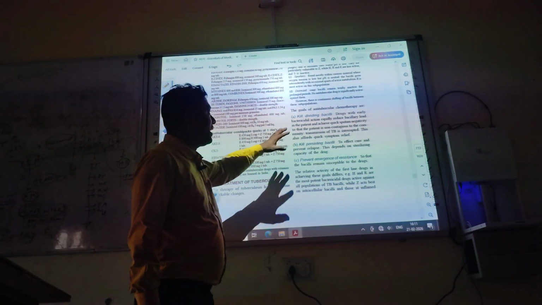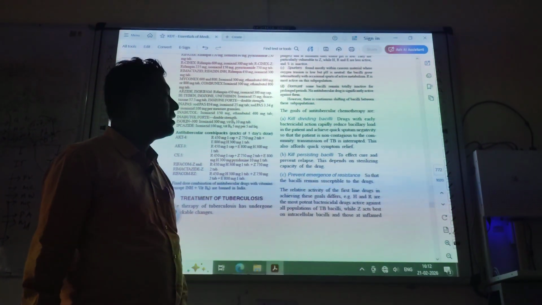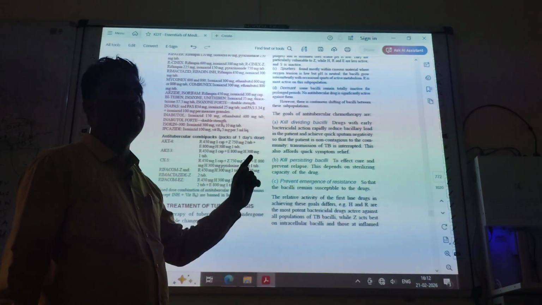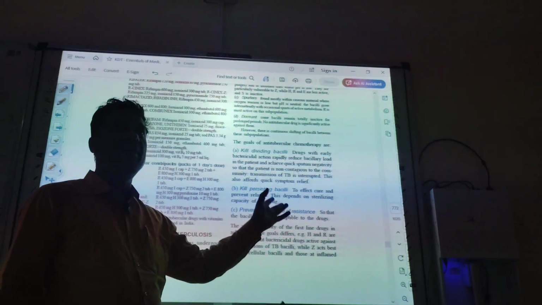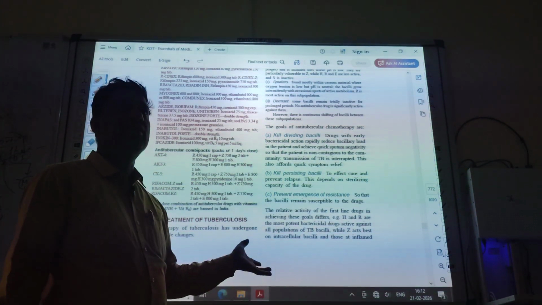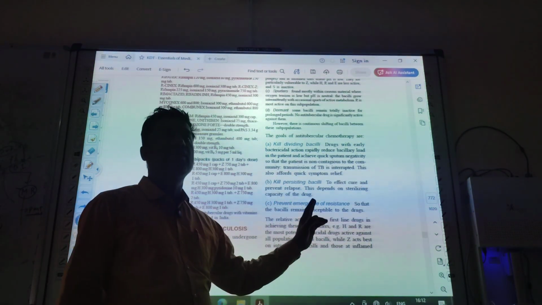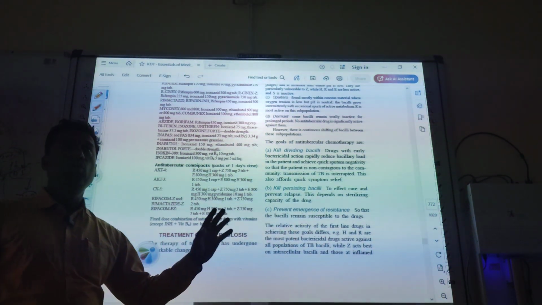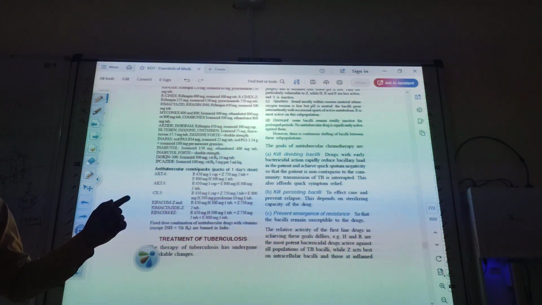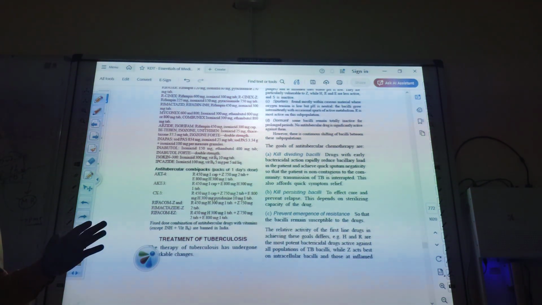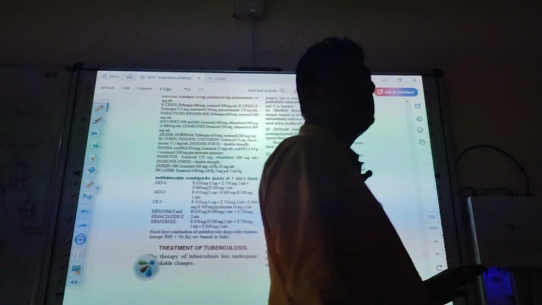What is the goal? What is the aim? We have to kill the dividing bacilli. The bacilli which are more actively dividing, we have to kill them first. Then number two, kill the persisting bacilli. They are not dividing, but they remain present in our body. The third one is prevent emergence of resistance. The bacteria which are creating resistance, we have to prevent them, so that they will not create resistance in our body. These are the three aims or goals for the treatment of tuberculosis.